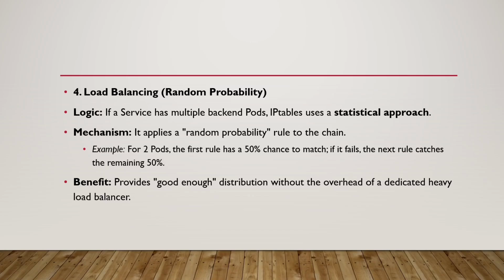Here iptables basically uses a statistical approach to determine on which pod we have to send the traffic. So the mechanism is based on an algorithm. Okay, it applies a random probability rule to the chain. Like for two pods, the first rule has a 50% chance to match. If it fails, the second rule catches the remaining 50%. Okay, like in that manner.